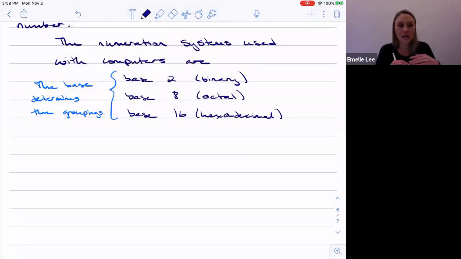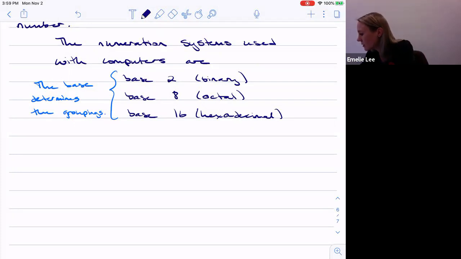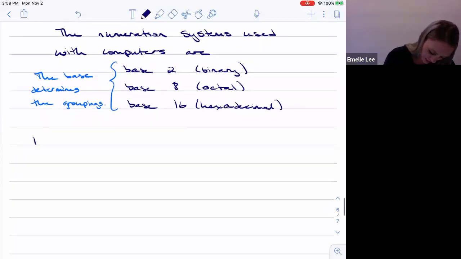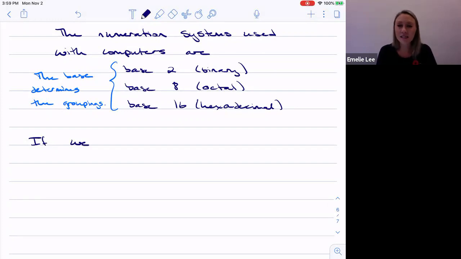If we had to count 11 things in these different bases, we're going to group these things in base 2. We're going to group them in groups of 2. Base 3, of course, we're going to group them in groups of 3. And base 4, we group them in groups of 4, and so on and so forth.